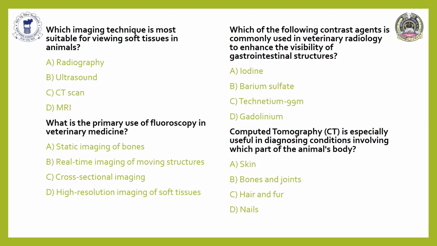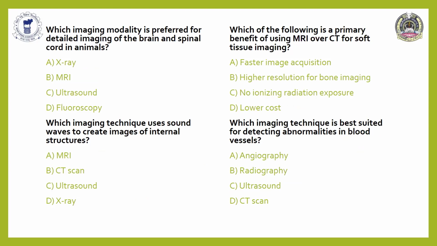Next question is CT. CT is especially useful in diagnosing conditions involving which part of the animal's body? Bones and joints, right. Next question, which imaging modality is preferred for detailed imaging of the brain and spinal cord in animals? MRI, right. Next, which imaging technique uses sound waves to create images of internal structures? Ultrasound, right.